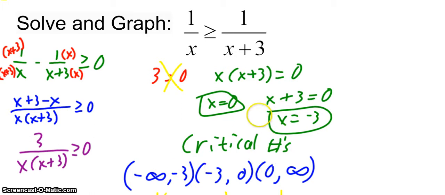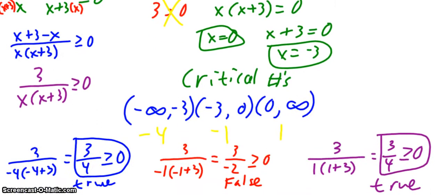Since both of my critical numbers came from the denominator, even though I have a less than or equal to or a greater than or equal to, I'm still going to use parentheses because the denominator cannot equal 0. So my test intervals are negative infinity to negative 3, negative 3 to 0, 0 to infinity. The values that I chose to test were negative 4, negative 1, and positive 1.